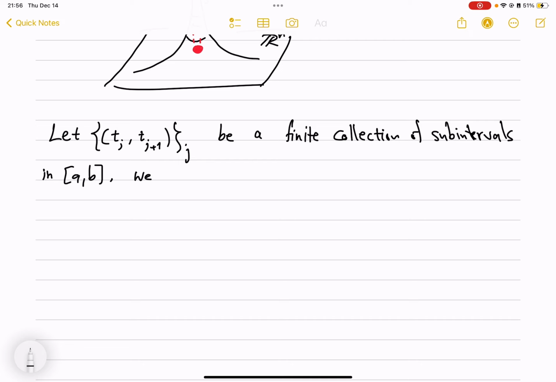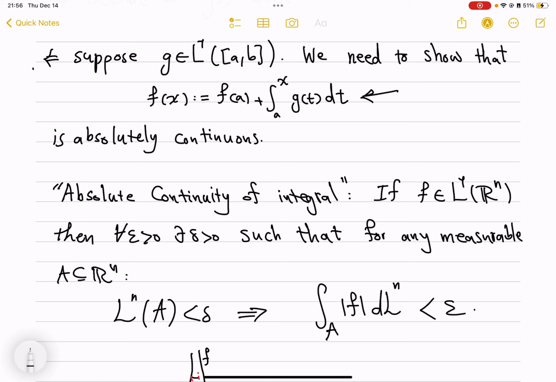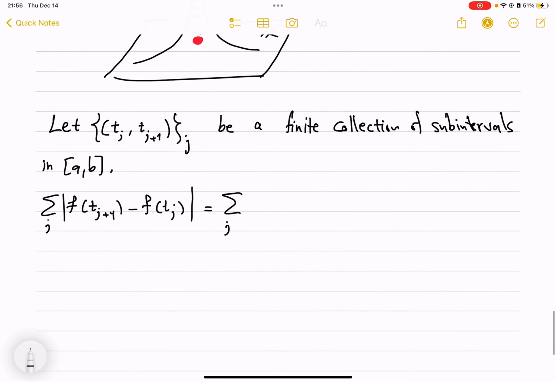Let me not write too many words, let me just get to the calculation. I want to put a bound on the sum over j of the absolute value of f of t_{j+1} minus f of t_j. If I go back to this equality star, by linearity of the integral, the inside is nothing other than the integral from t_j to t_{j+1} of g(t) dt.